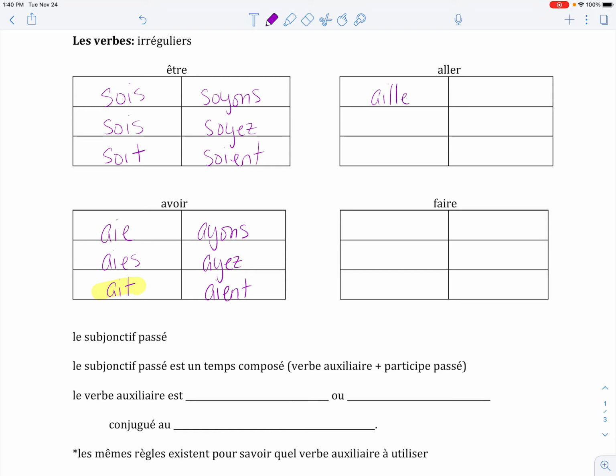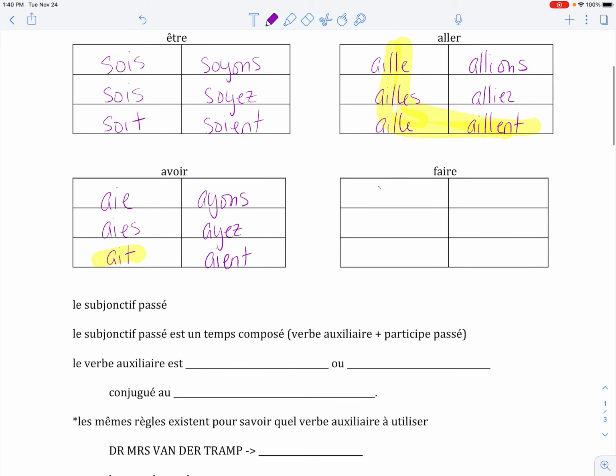Aller: aille, aille, aille, allions, alliez, aillent. So you'll notice that this is a boot verb. Inside the boot you have the I before the double L, whereas outside the boot you have the I after the double L.